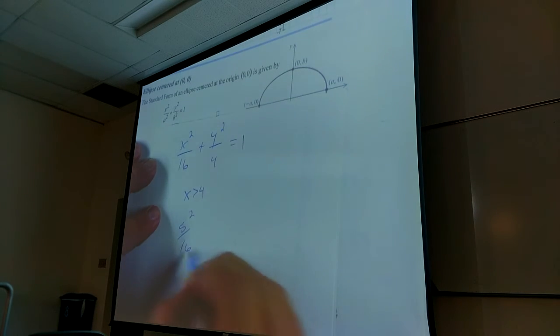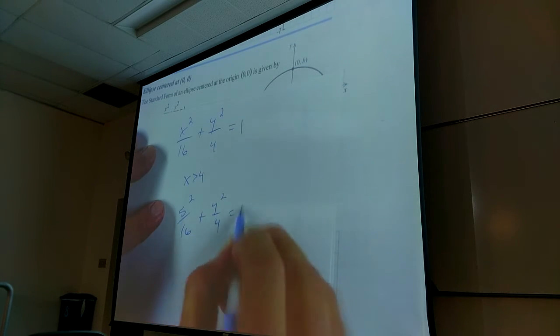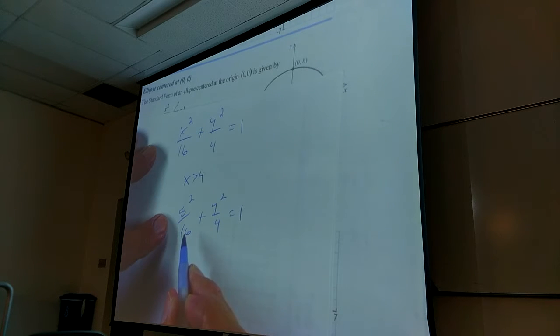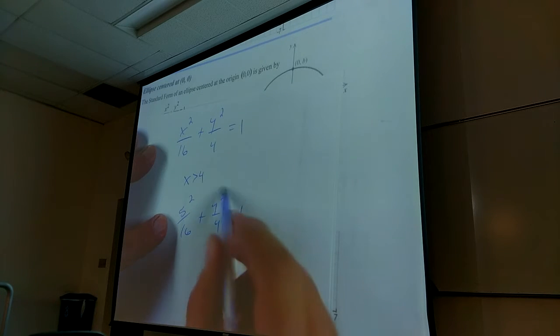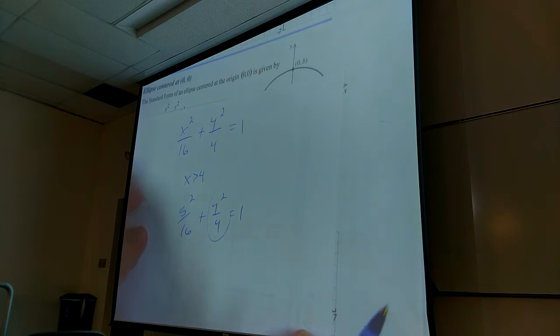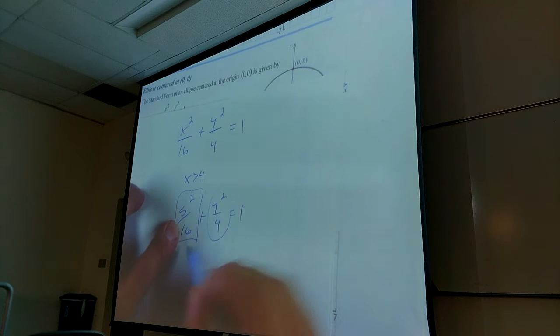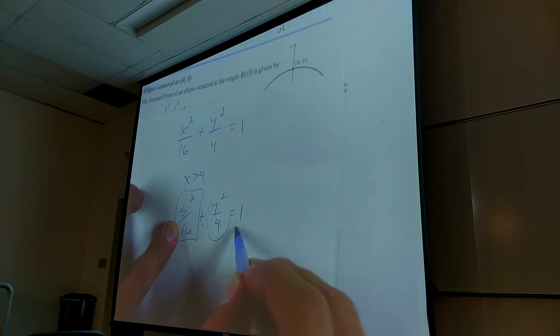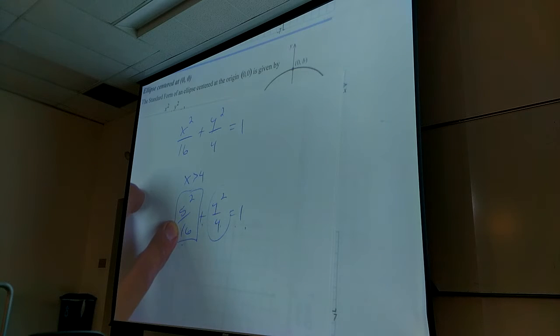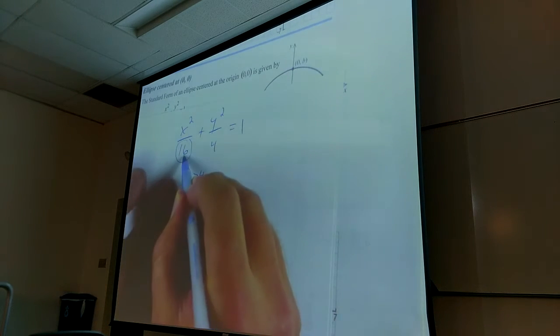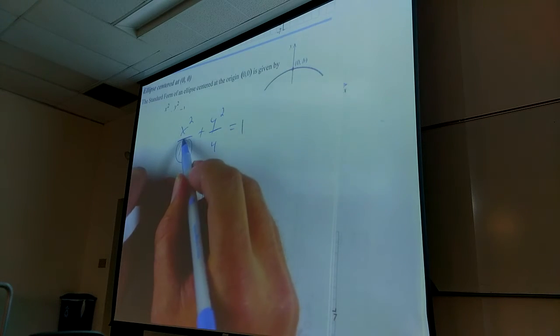5 squared over 16 plus y squared over 4 equals 1. 5 squared over 16 is bigger than 1, and I'm adding a positive number to it. Is there any way to make this equation true? If I have a number bigger than 1, can I add something positive to it and make it become 1? The only way to make it become 1 is to subtract something away from it. So that's why these numbers set up the extremes for x.